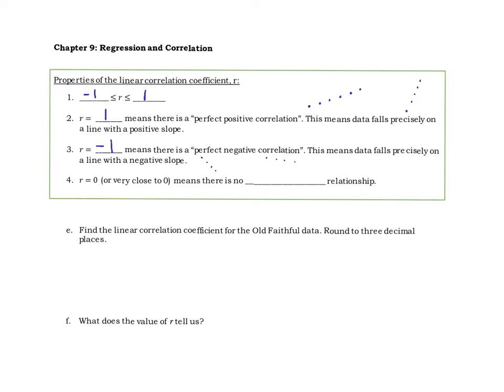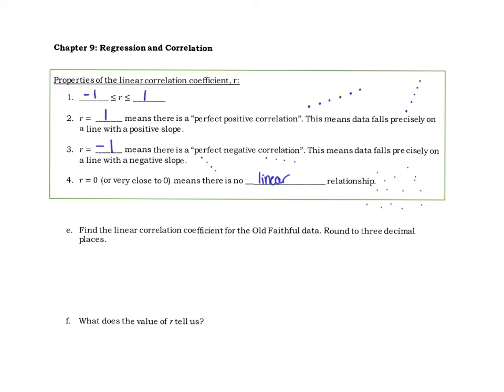Right smack dab in the middle of perfectly negative and perfectly positive would be r is 0, and that means that there isn't a linear relationship. I kind of call that your snowstorm or your blizzard. There's no rhyme or reason. It's just these dots all over everywhere, and there doesn't seem to be any pattern at all whatsoever.